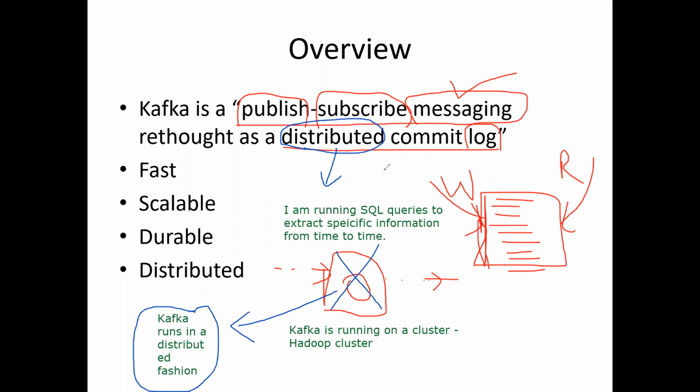But we are talking about the situation in which the data is coming really fast, or even if it is not coming really fast, it is coming with a good speed and it is coming throughout the day. So that is the time when you need Kafka. So you don't always need the Kafka mechanism.